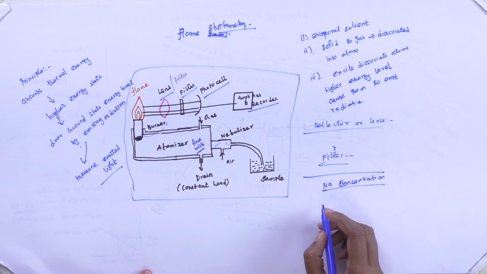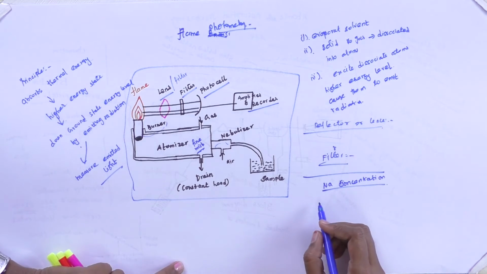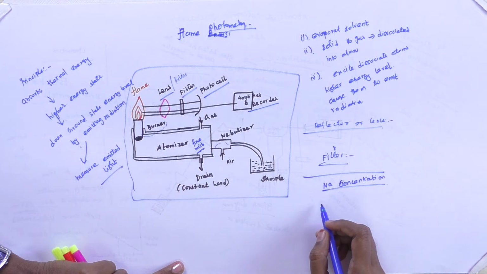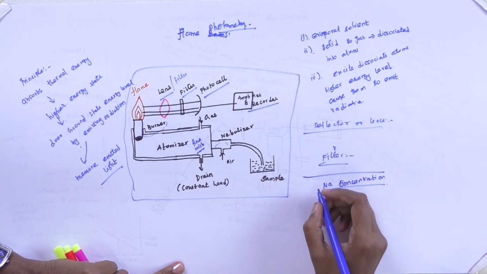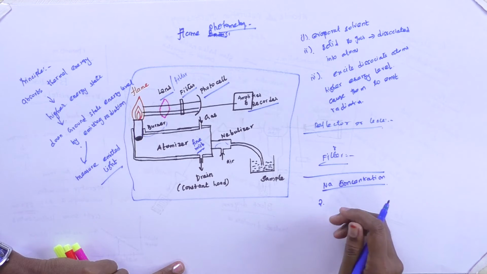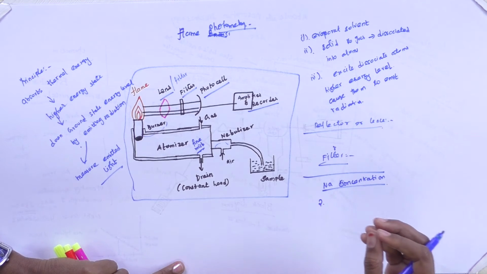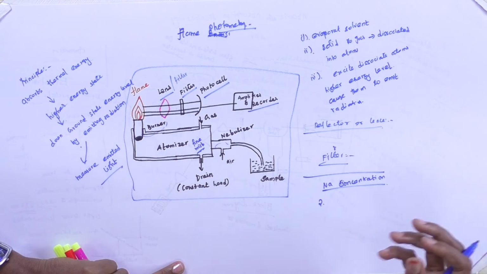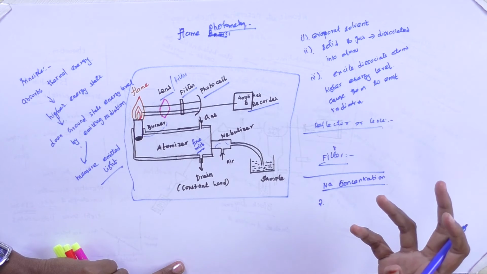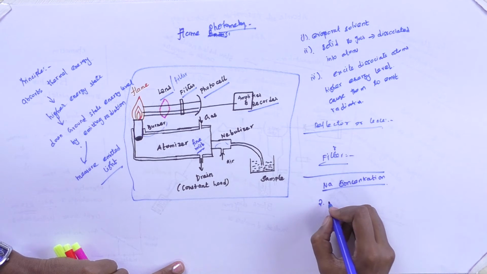So we have to measure that sodium concentration. First we have to prepare a stock solution. For preparing a stock solution, we can't use sodium as a metal, because if we put sodium metal into water, it catches fire. So we are taking sodium chloride.